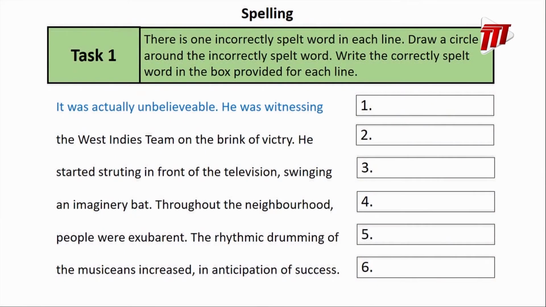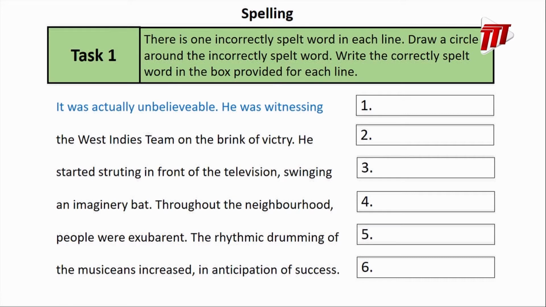So remember, we are going through line by line to figure out which word was spelled wrong, circle the incorrectly spelled word, and write the correct spelling in the boxes provided. So let's go to the first line. It was actually unbelievable. He was witnessing. Remember, if you don't spot the incorrectly spelled word right away, we can use the process of elimination. Most of the words in the sentence you would know already, and you would know which words were spelled correctly. So we will go through.